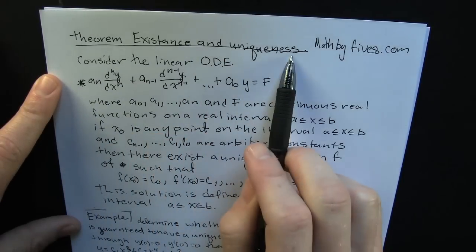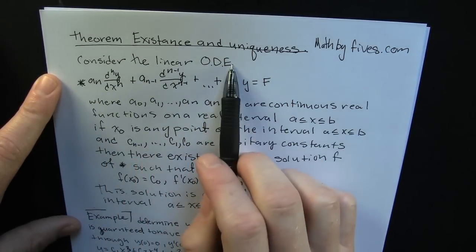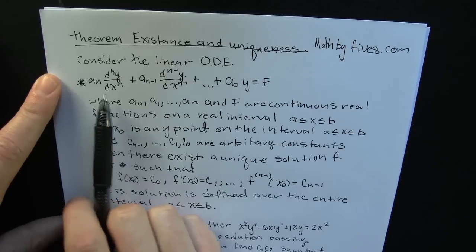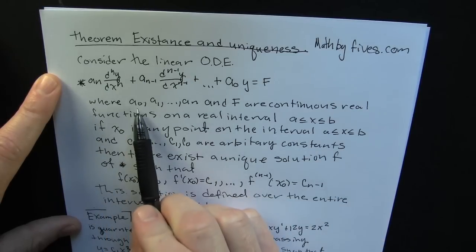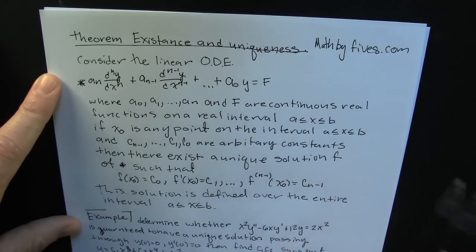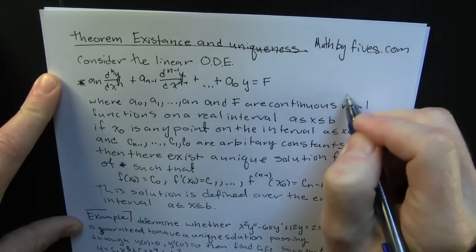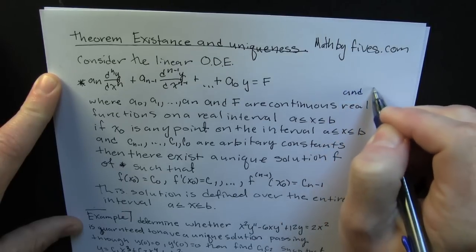The theorem for existence and uniqueness. Consider the linear ODE, that guy, as we usually state it, where the coefficients are all real and continuous functions, including the right-hand side. Looks to be an addition.